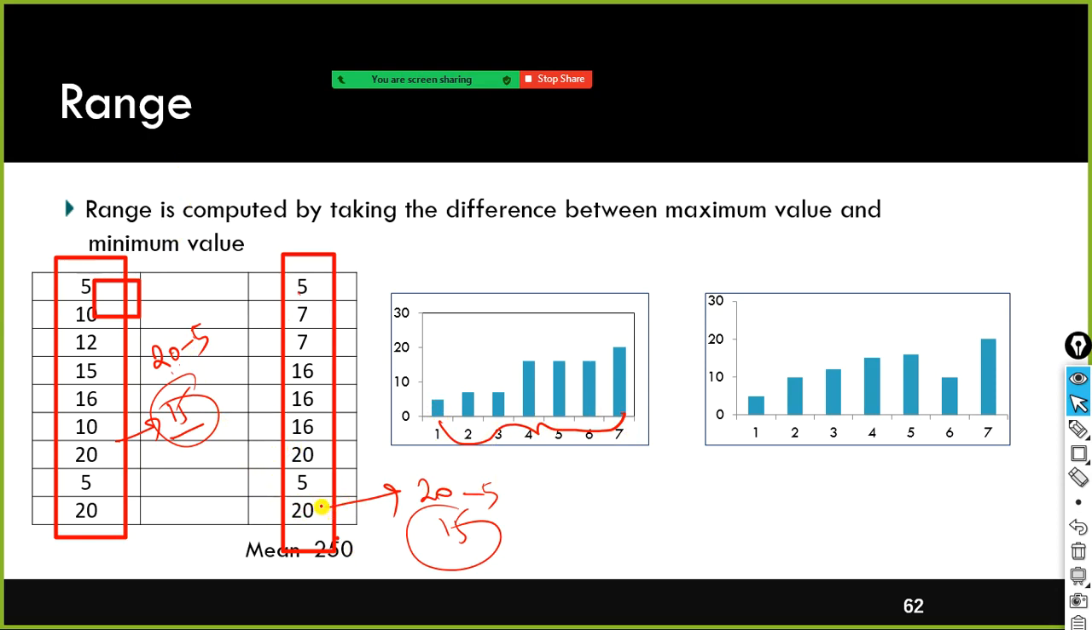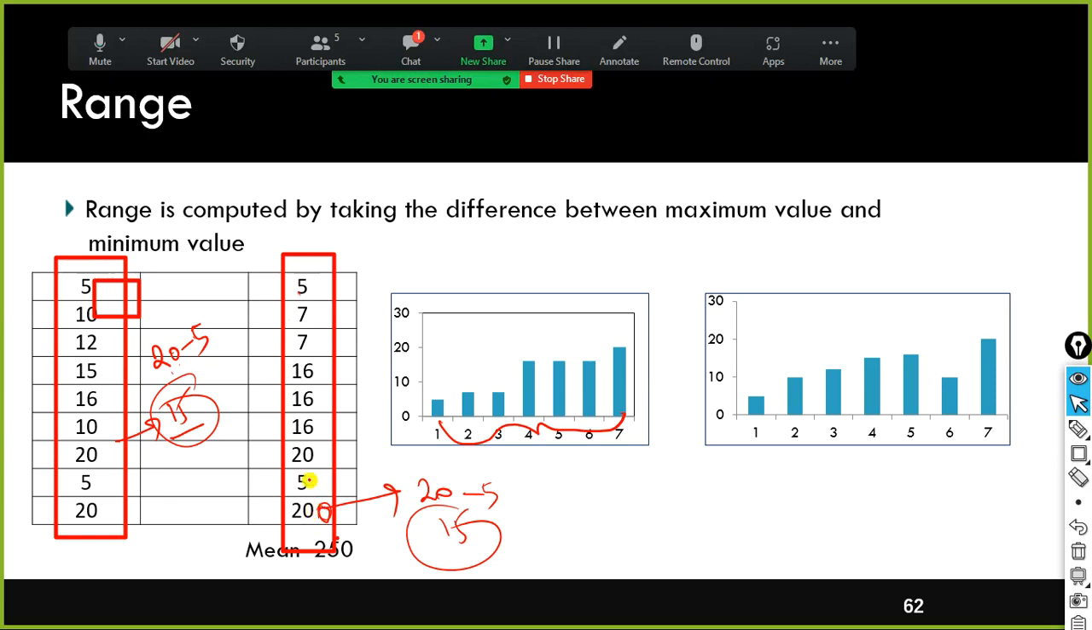For example, if I put 200 here, what will happen? Can you tell me what is the range value here? All of you please type it in the chat window. What is the range for this data set? Here 200 is there instead of 20. And what is the range here?